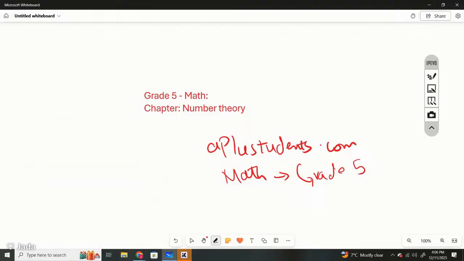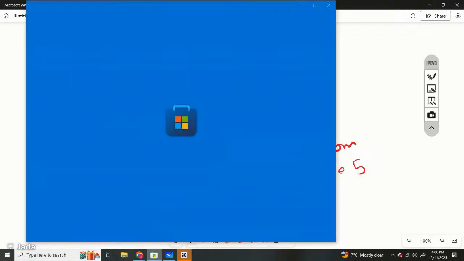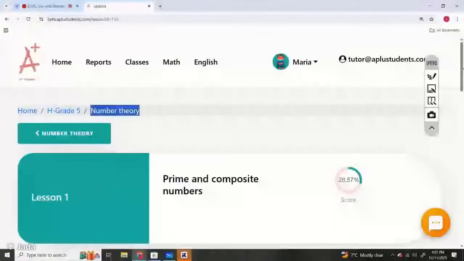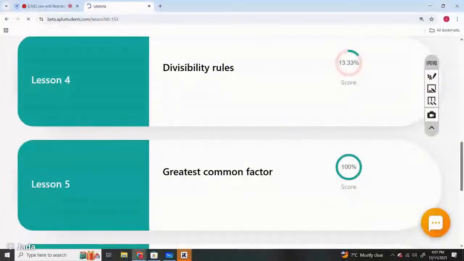So please make sure you have your notebook and pencil so that you can note down the important examples. The chapter we're on right now is number 30. Let's just start with the lesson that is divisibility.